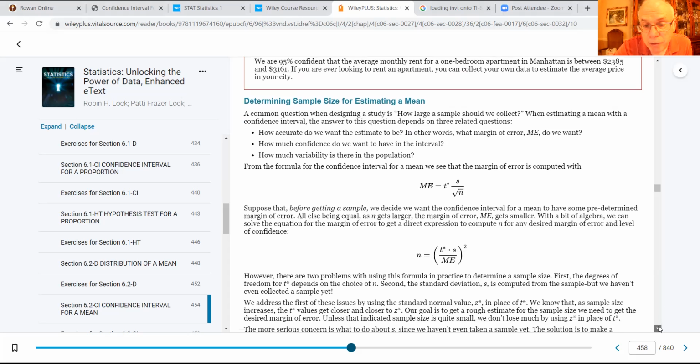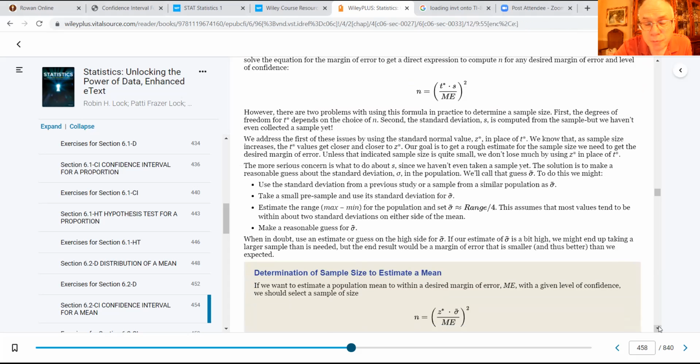So here's the deal. You have to come up with an estimate for sigma. The problem will give it to you, so don't worry about it. It's not like you have to figure it out yourself. The problem will give you some way of figuring it out. And we're going to use z, the standard normal, because we can't use t at all when we're trying to figure out what n is. Down here it says we could use a previous study, maybe, to figure out some estimate for the standard deviation.